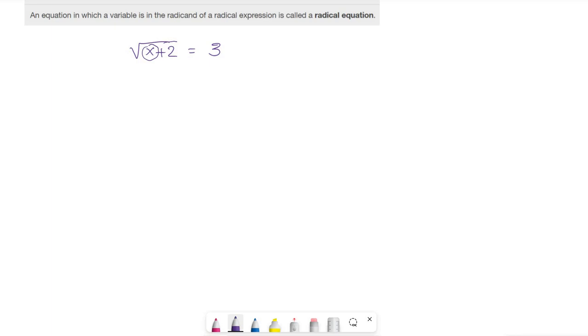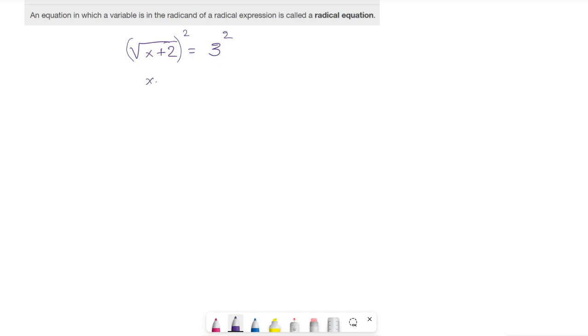So as you know, this is a square root. If we have a square root like this, I want to rewrite that one, square root of x plus 2 equals 3. We want to eliminate the radical. It's a square root, so we want to square both sides. So when we square the radical, the radical sign will disappear, right?